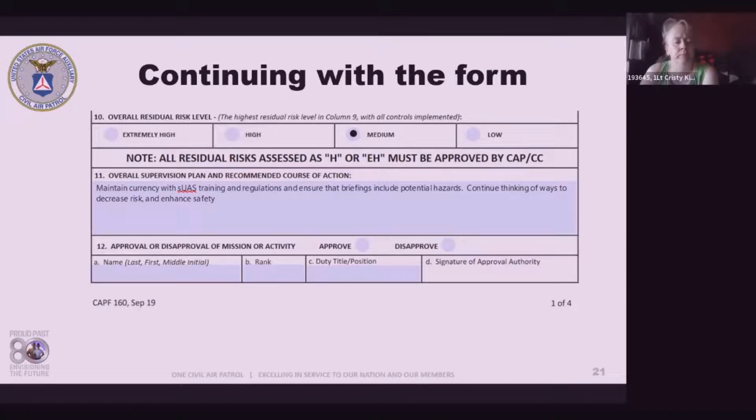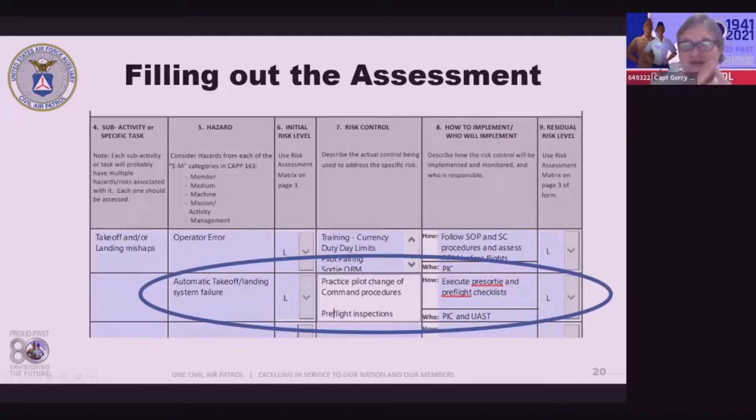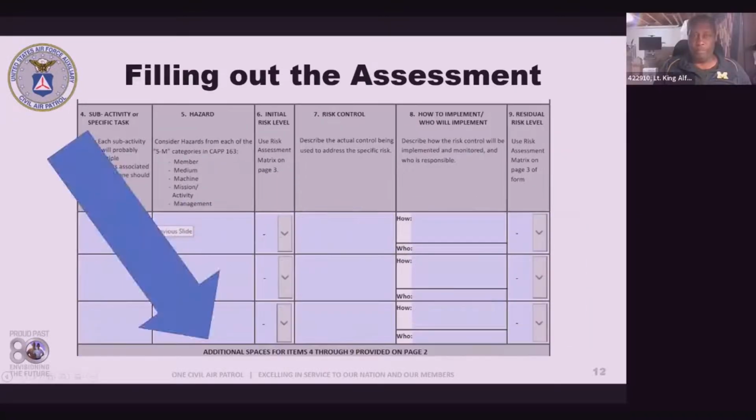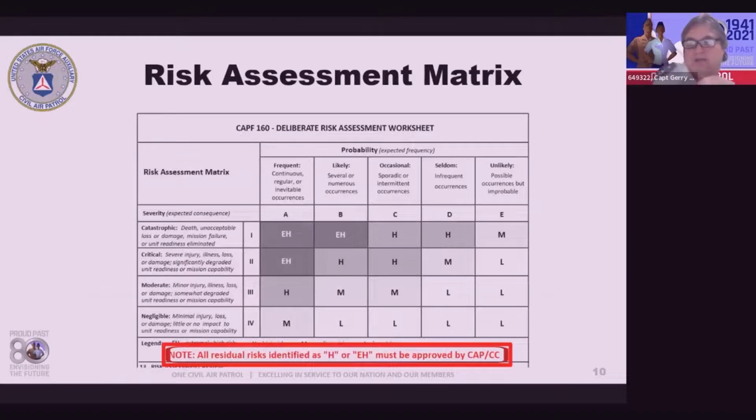Birds. So flying in itself, right? So when we take a look at a situation with birds, so the subactivity is flying. The hazard? Birds. The initial risk level. What's the initial risk level of birds with the SUAS? If we go back, let's go back to our risk assessment matrix. There we go. Negligible.